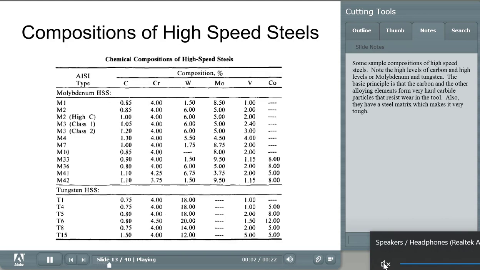Compositions of high-speed steels. Some sample compositions of high-speed steels. Note the high levels of carbon and high levels of molybdenum and tungsten.